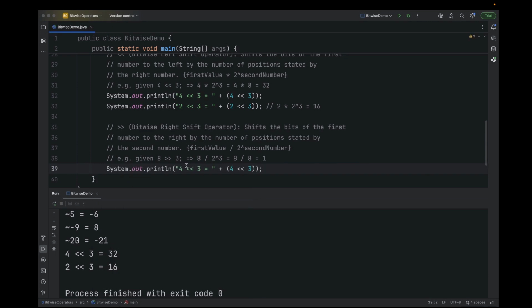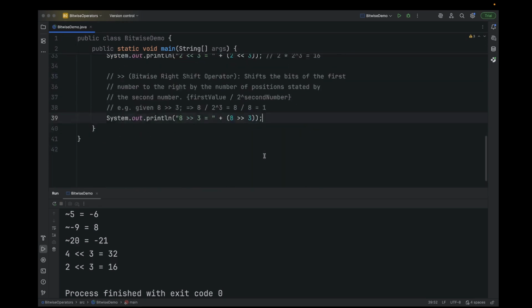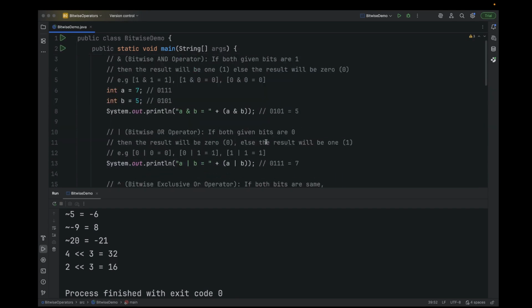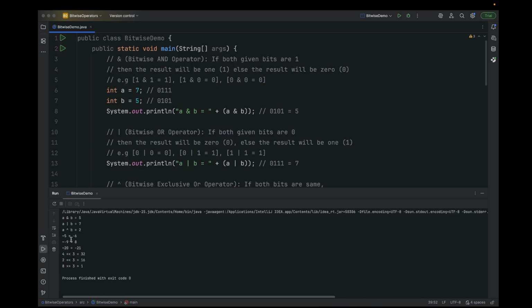System.out.println. We are doing 8 right shift, that is double greater than sign, 3, right? Is it 3? Okay, it's 3. That means 8 right shift 3. So let's see what it is going to print as our output. So we're expecting 1. Exactly, we're expecting 1 as our output, and we have it here.